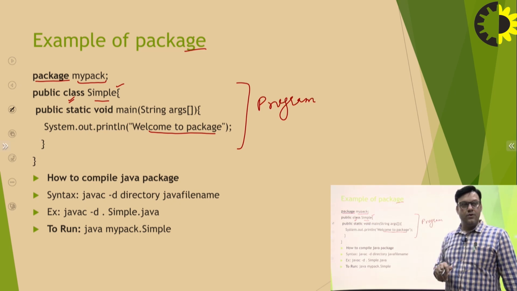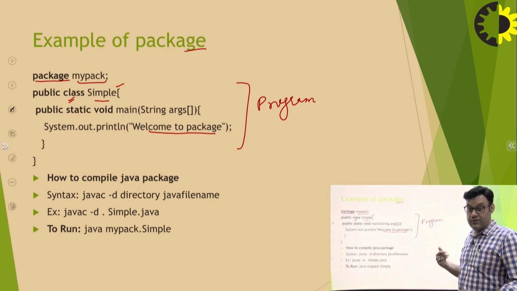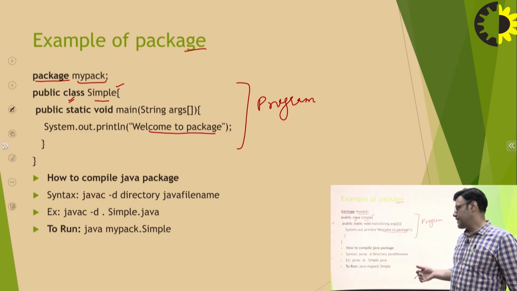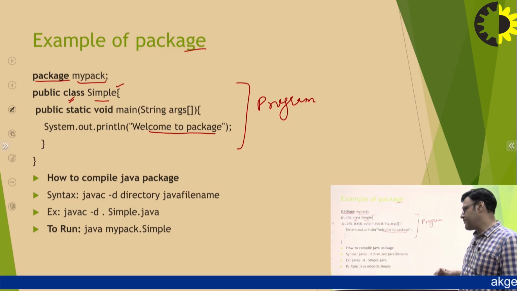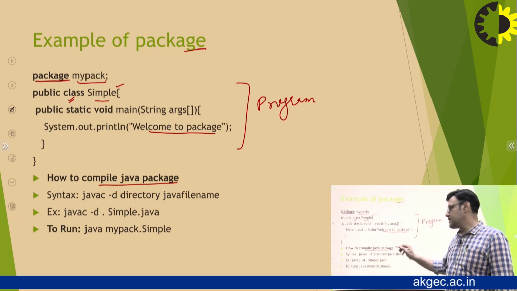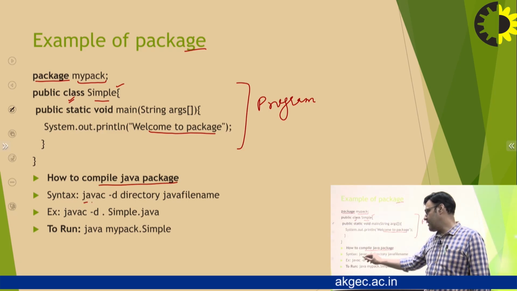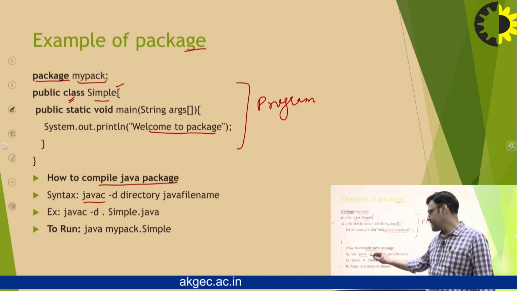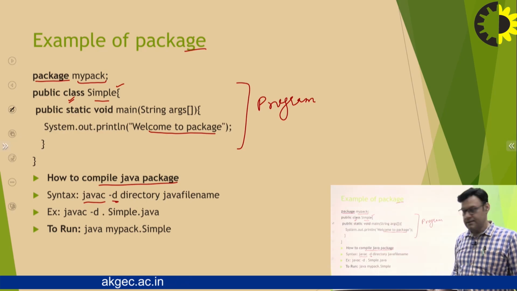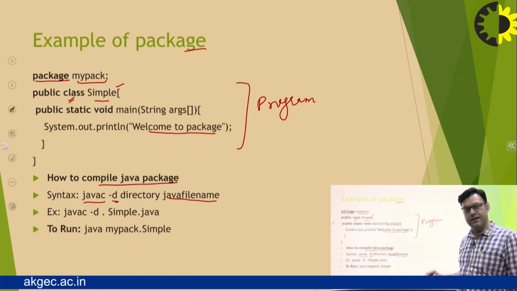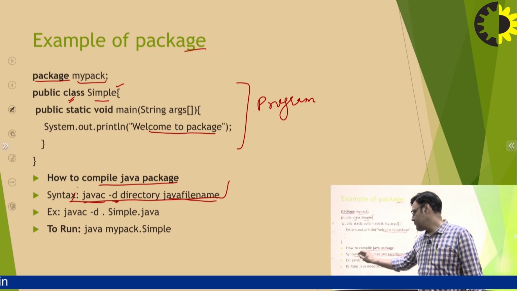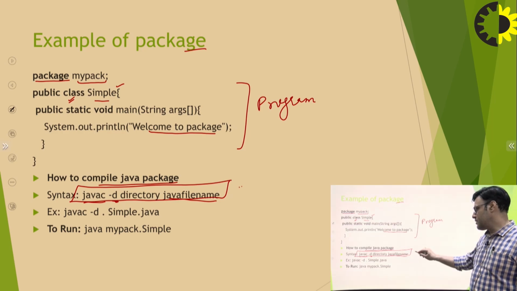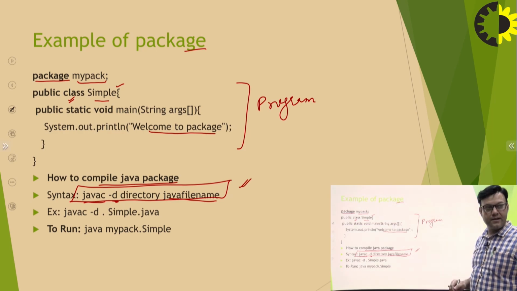As we know, whenever we make a program we need to compile it and then run it. So on the command prompt we will write how we are going to compile this Java package. I will write javac, then minus d, which is for the directory, then the file name. This is the syntax, keep it in mind, for compiling this package program.